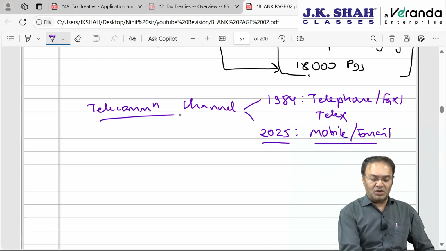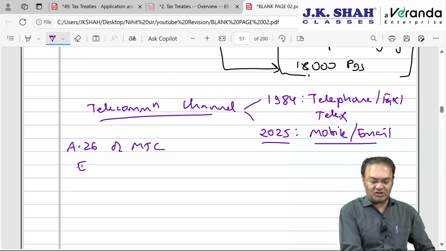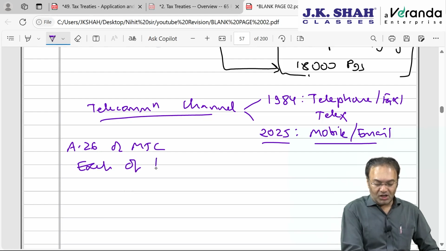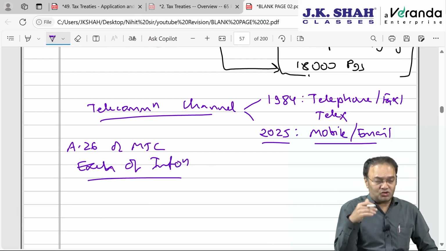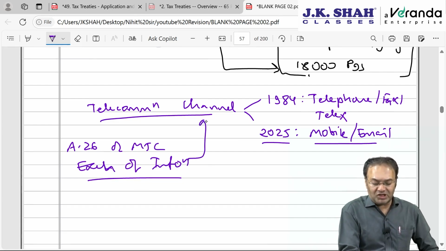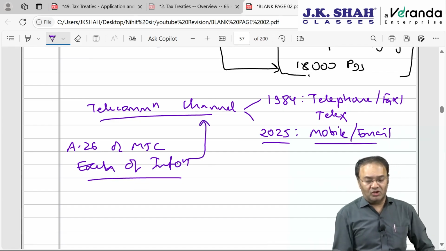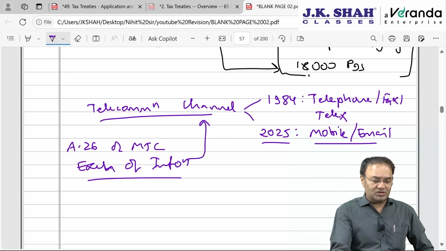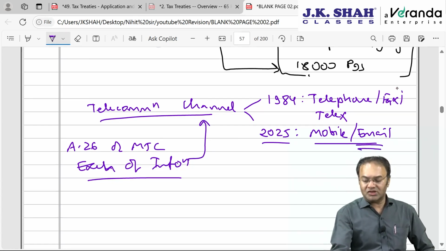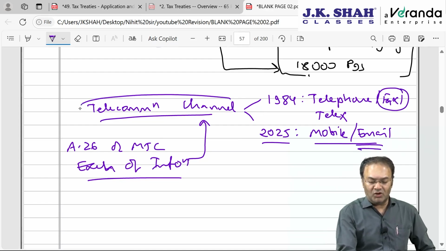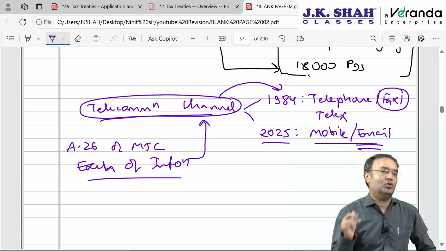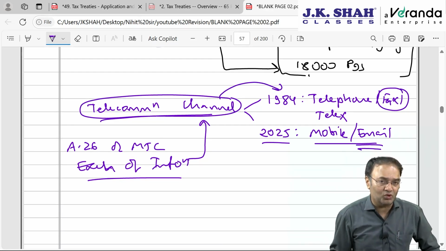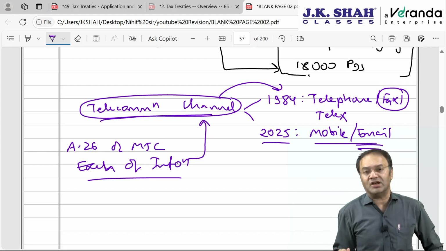Like for example, two countries as per Article 26 of the Model Tax Convention have agreed to exchange information with each other. So for exchange of information, what should be the mode of exchange? The mode of exchange is mentioned as telecommunication channel. So if one country wants to exchange some tax related information with the other country, can they send it by email or do they have to send it by fax only? Whatever was the meaning of telecommunication channel in 1984, if you continue with the same meaning as of today also, you have a rigid attitude, then it is called static approach.